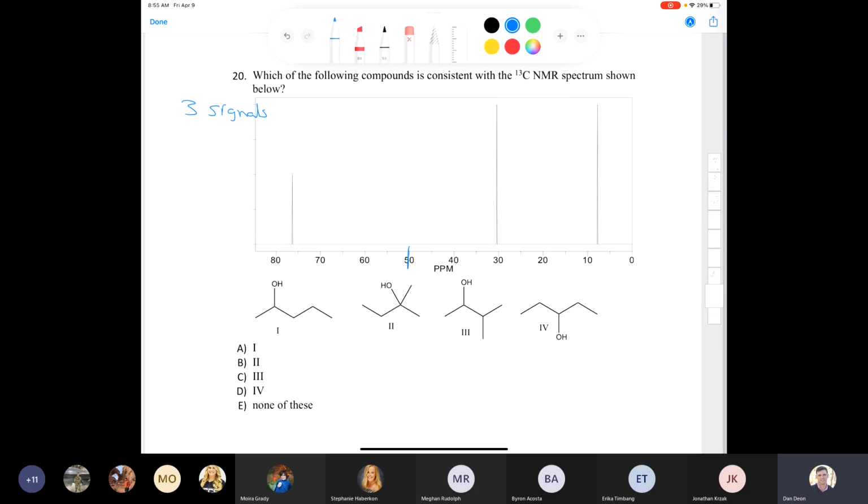We've got something from the 0 to 50. These ones are sp3 hybridized. And then the one up here, since each one has an oxygen, they're all alcohols. This is a carbon that's attached to an oxygen. We know that just by process of elimination because all 4 of these compounds, again, are alcohols.